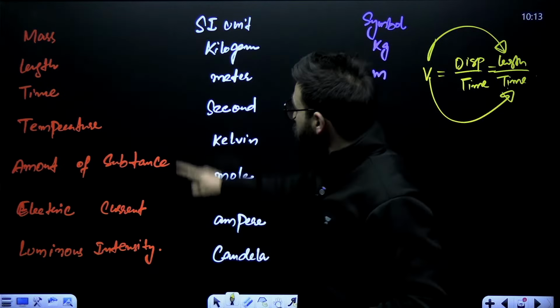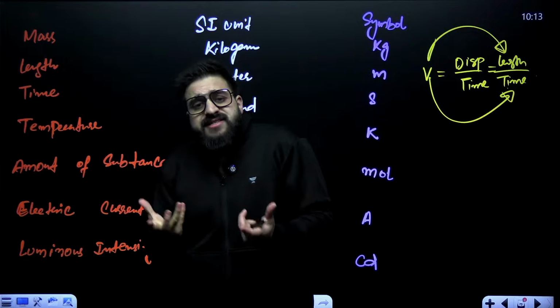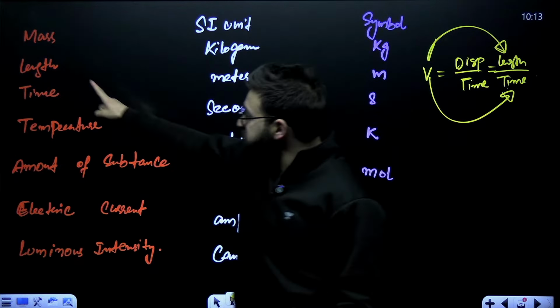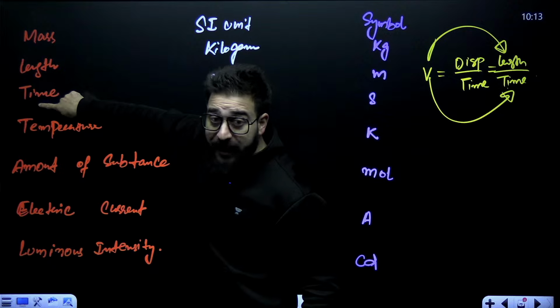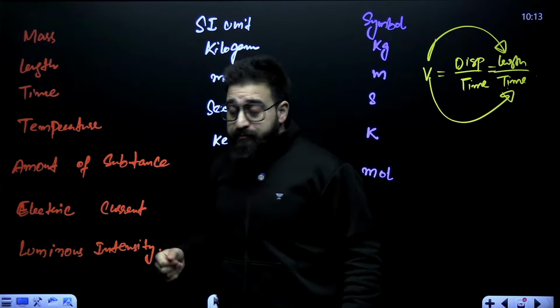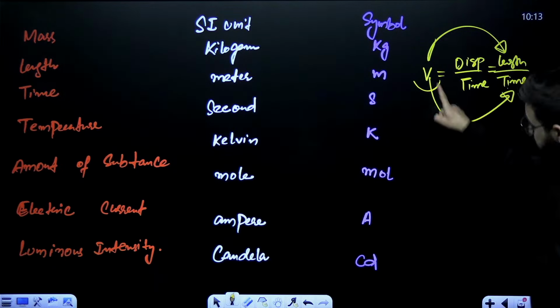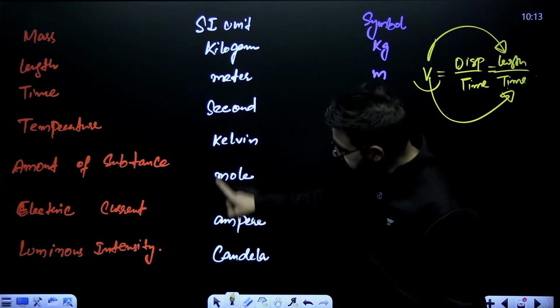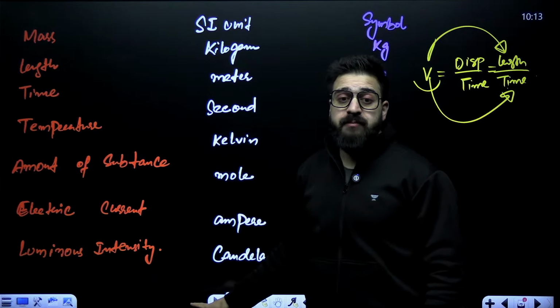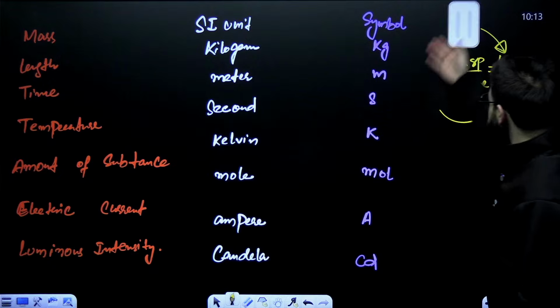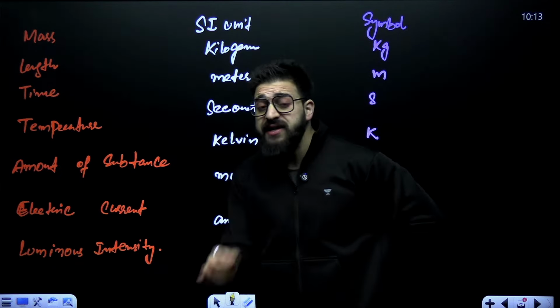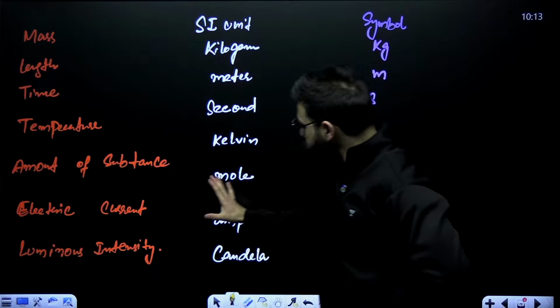So we say length is length. You cannot even define length. Length does not depend upon time, and time does not depend upon length. But when it comes to velocity, it depends. So that's why we have not put it in the category of fundamental physical quantities. These are the 7 fundamental physical quantities that you need to remember.